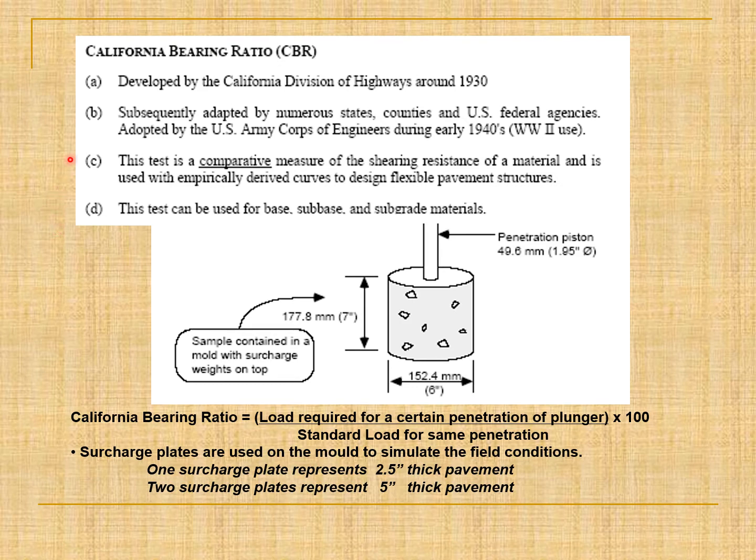So here on this slide, some description regarding the California bearing ratio test is given, and you can see again the definition for the California bearing ratio, that is load required for a certain penetration of plunger divided by standard load for the same penetration multiplied by 100. So California bearing ratio is reported as a percentage. And in the CBR test we use surcharge plates on the mold to simulate the field conditions, and one surcharge plate represents 2.5 inches thick pavement, and two surcharge plates represent 5 inches thick pavement.